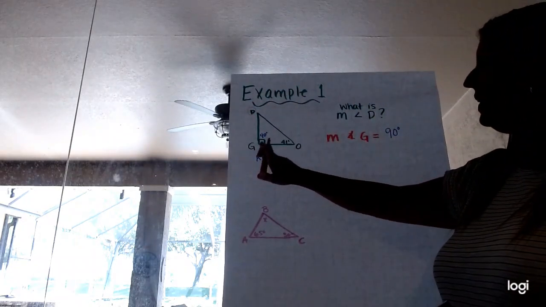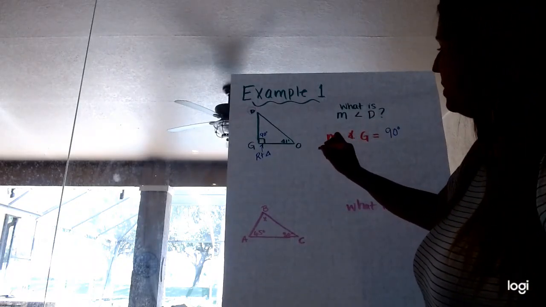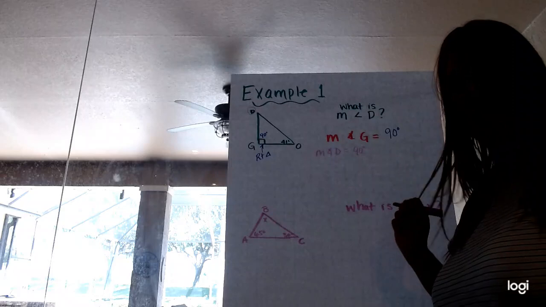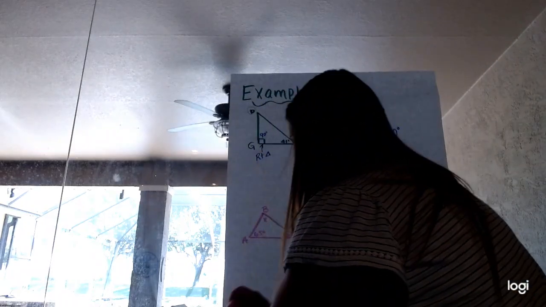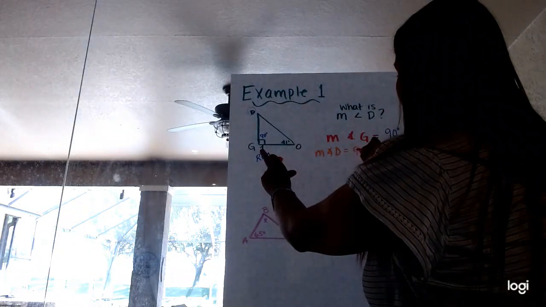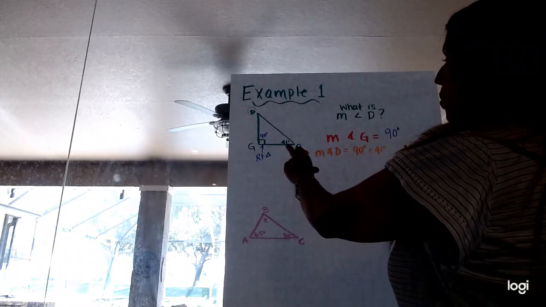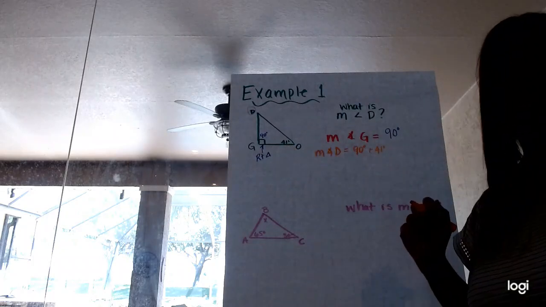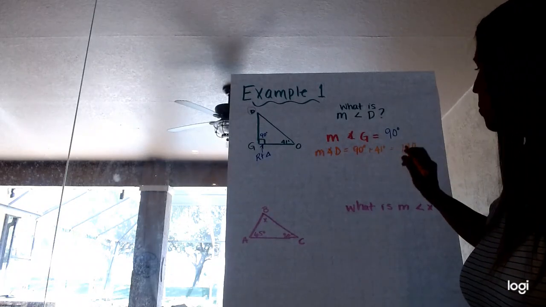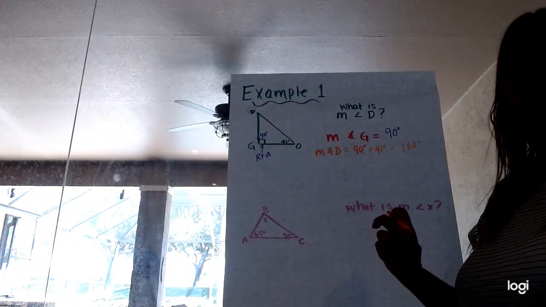So if I add angle G and angle O together, I'm going to go, the measure of angle D equals 90 degrees. You can't see that, let me rewrite it. The measure of angle D equals 90 degrees, which is this one here, plus the measure of 41 degrees, which is right here. Do you see that? Which will give me 180 degrees. Where do I get this 180 degrees from? This angle plus this angle plus this angle is going to give me 180 degrees.